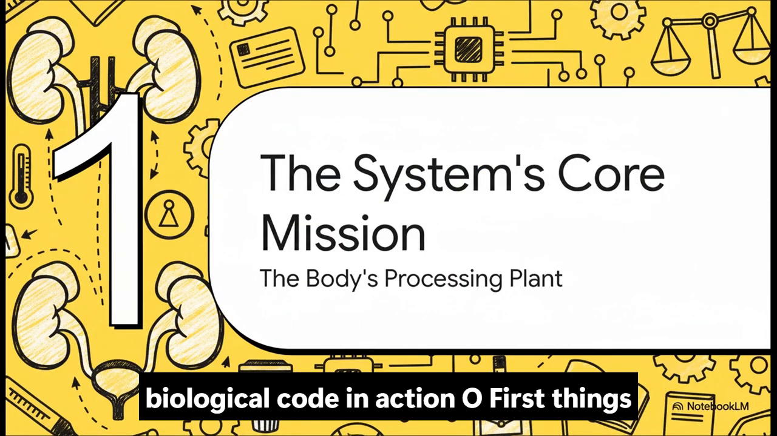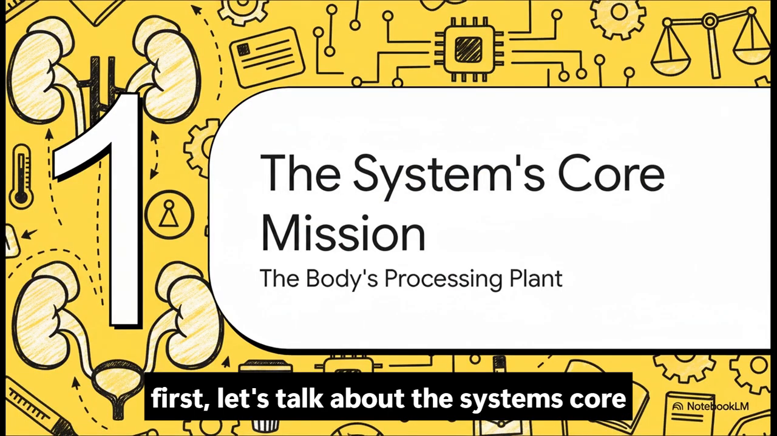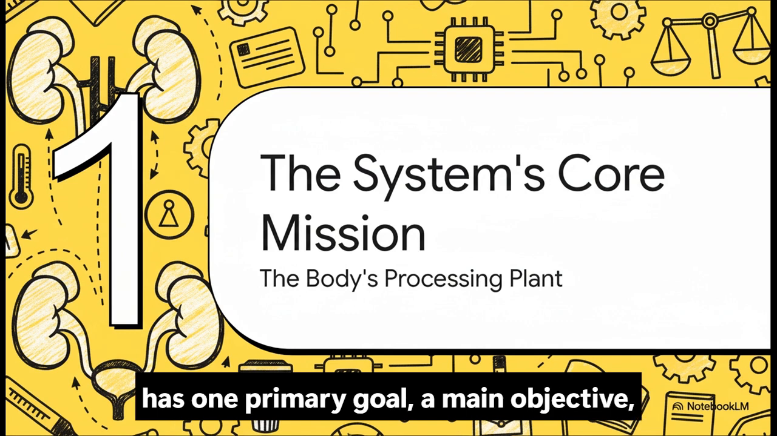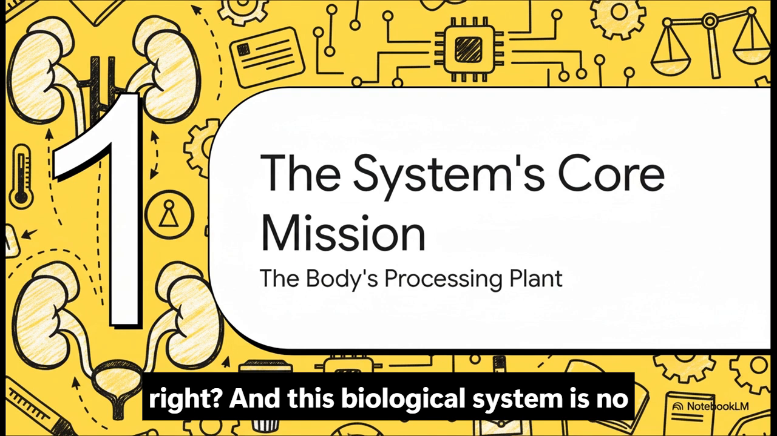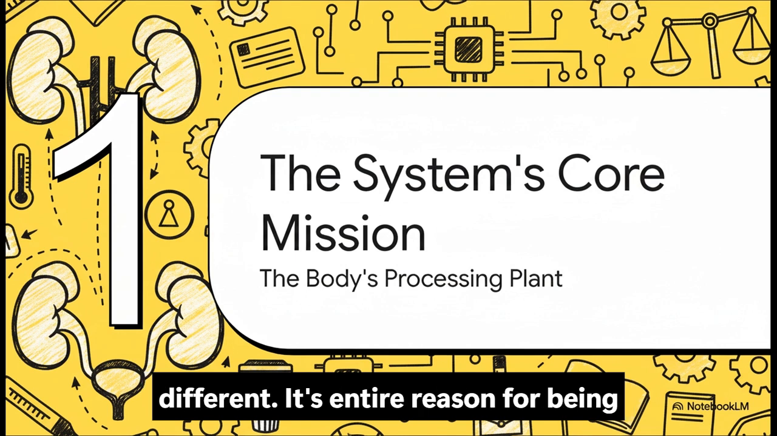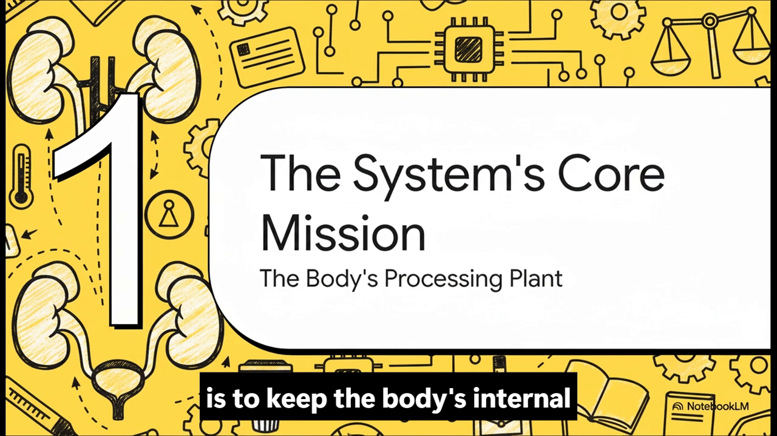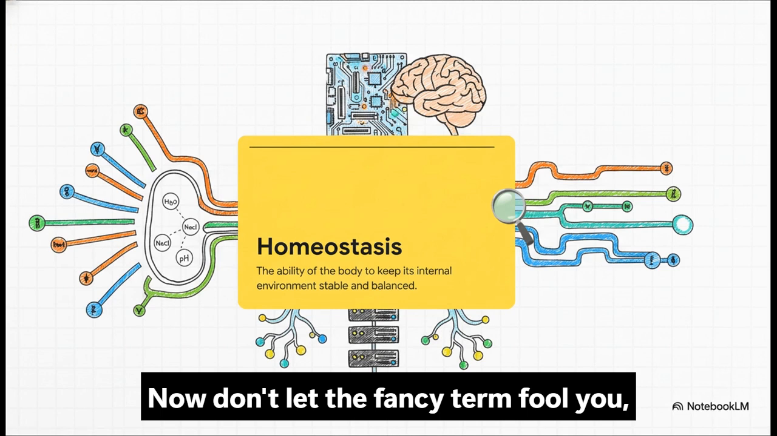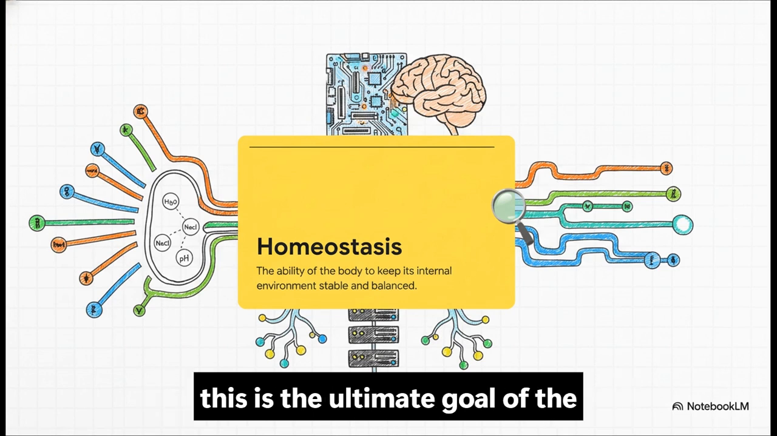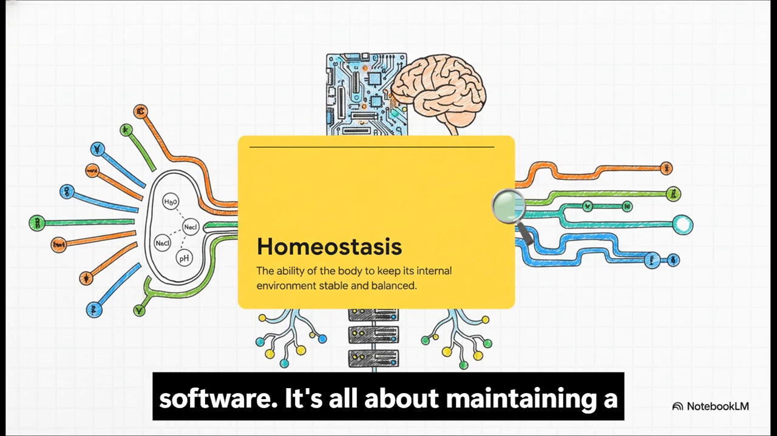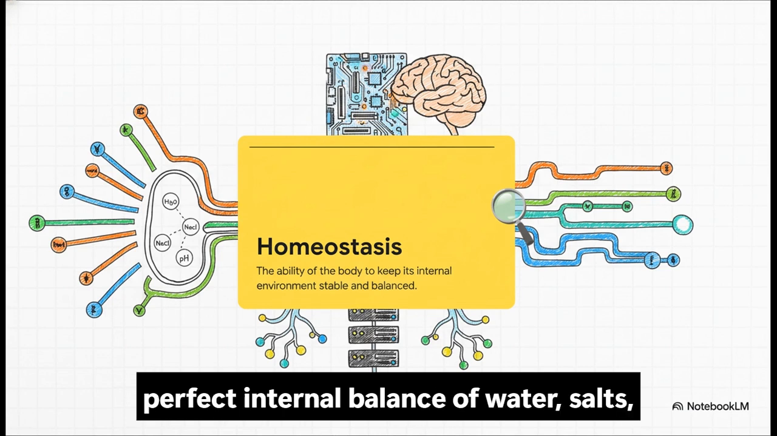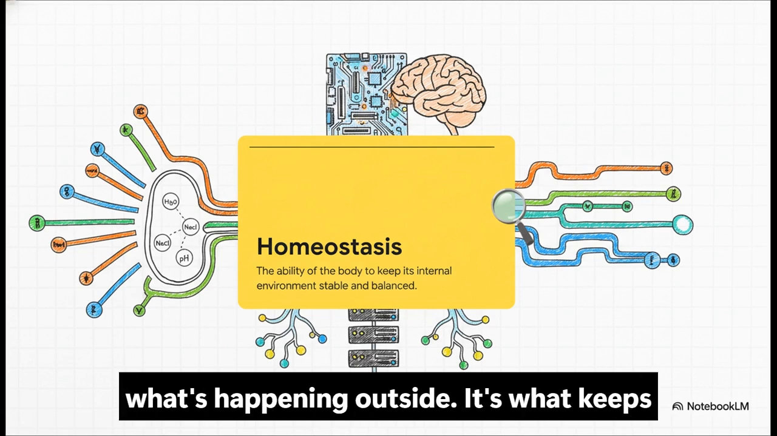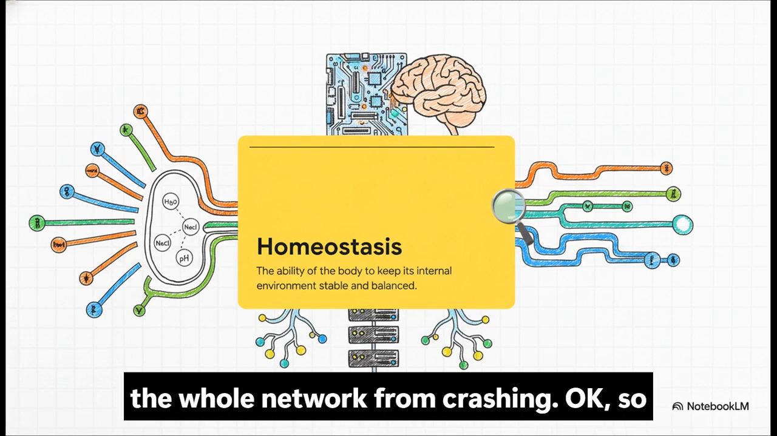So first things first, let's talk about the system's core mission. Every piece of great software has one primary goal, a main objective, right? And this biological system is no different. Its entire reason for being is to keep the body's internal environment absolutely perfect. And that prime directive has a name: homeostasis. Now don't let the fancy term fool you. This is the ultimate goal of the software. It's all about maintaining a perfect internal balance of water, salts, and pH, no matter what you're doing or what's happening outside. It's what keeps the whole network from crashing.